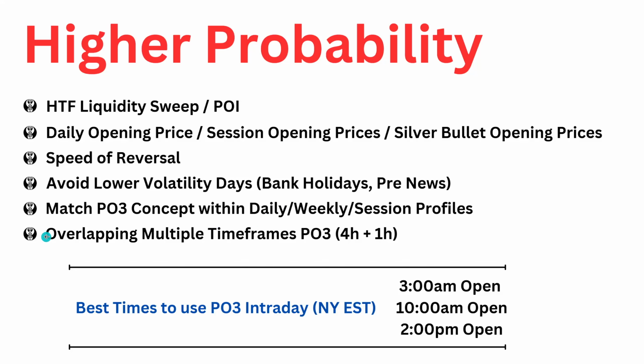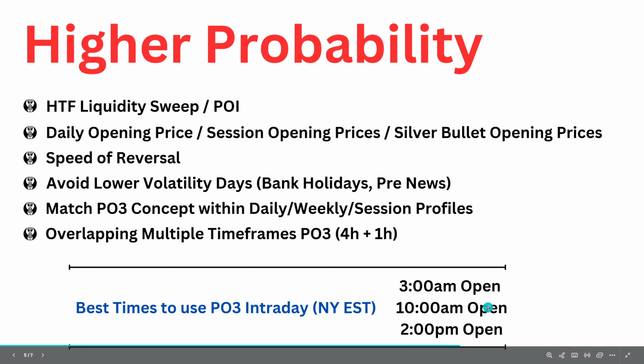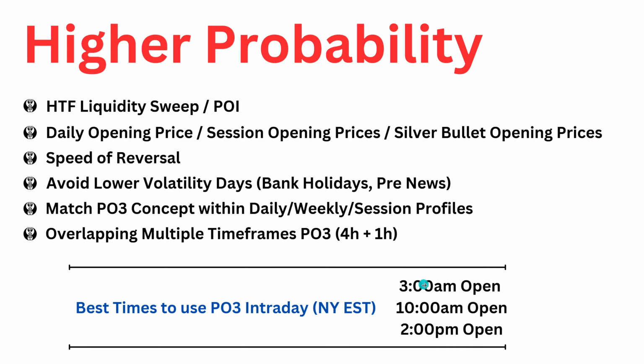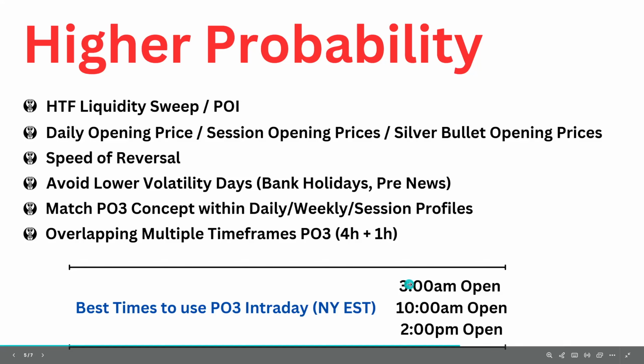Okay, and then the last bullet point is overlapping multiple time frames, power of threes. So preferably the 4 hour and hourly if you're going to use intraday, because this occurs a few times, but mainly within the sessions we want to trade with higher volatility, right? Because we want to avoid lower volatility. This occurs at 3 a.m. open, 10 a.m. open, and 2 p.m. open. That's our silver bullet opening prices. So you can see how they're very, very linked into this opening price is very, very high probability, and it's something to be aware of.